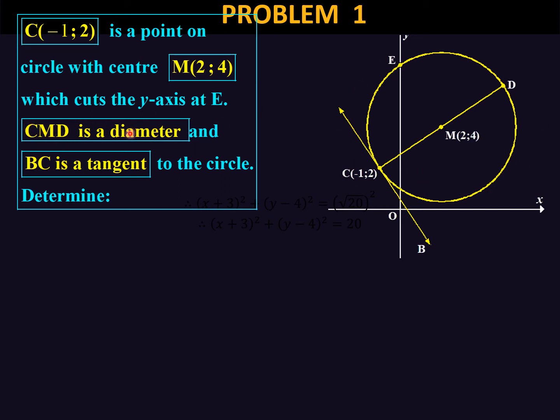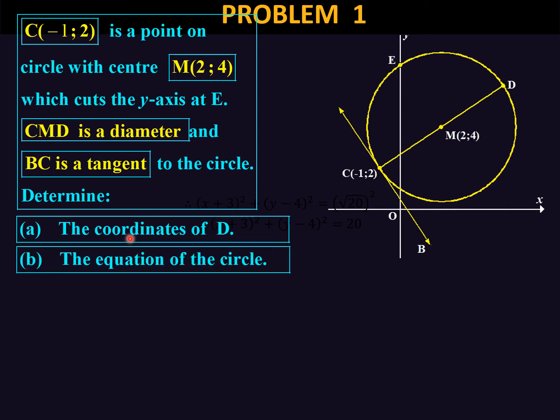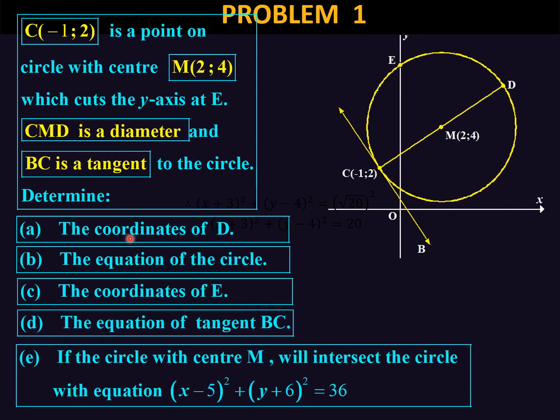CMD is a diameter, so you highlight it to remind you this is a diameter, right? And you can see E there cuts the y-axis, so you should know what the coordinates will be if you have a point on the y-axis. BC is a tangent, so you should know something about tangents and radii. All right. And then we have a few questions here. There are actually 5 questions we're going to look at, and that we'll do in the next slide.